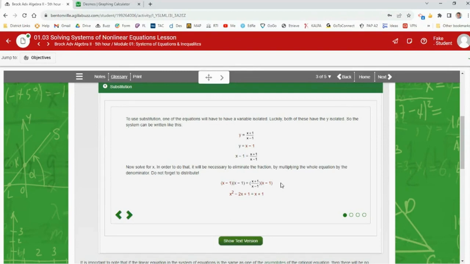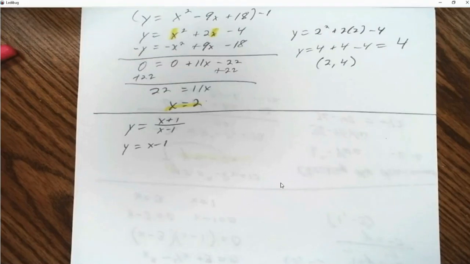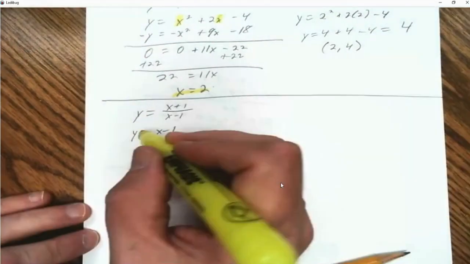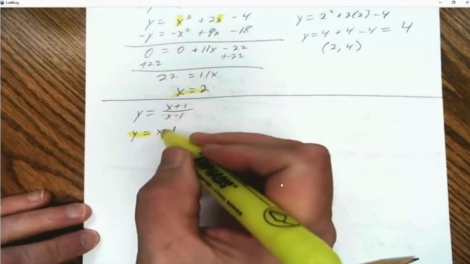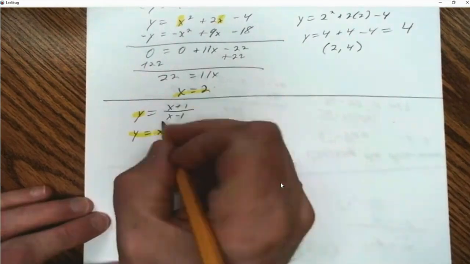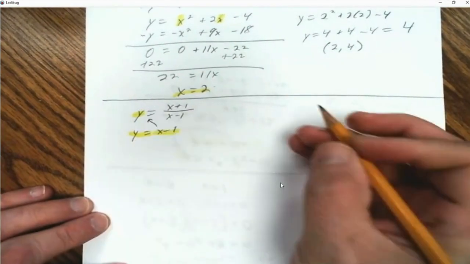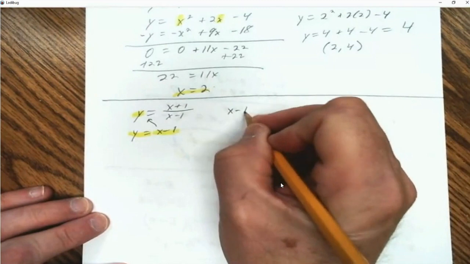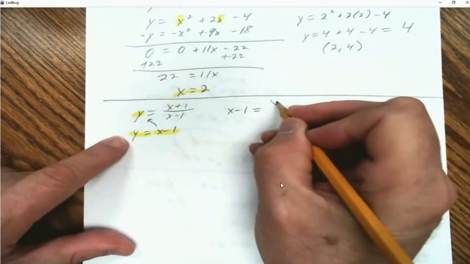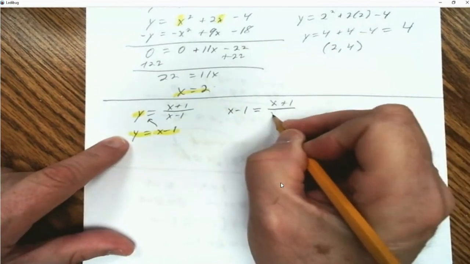All right, we're going to work this one on paper just to kind of go through the step by step. So we're going to use substitution. If y equals that, then we're going to substitute that in for y. We're going to take that and put that in for y. So that means we have x minus 1, because that's what y equals, x plus 1 over x minus 1.